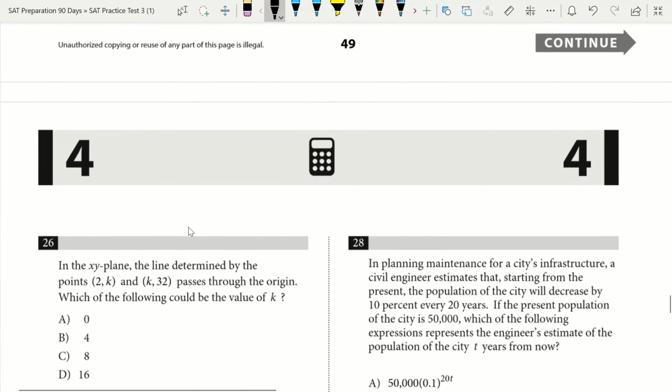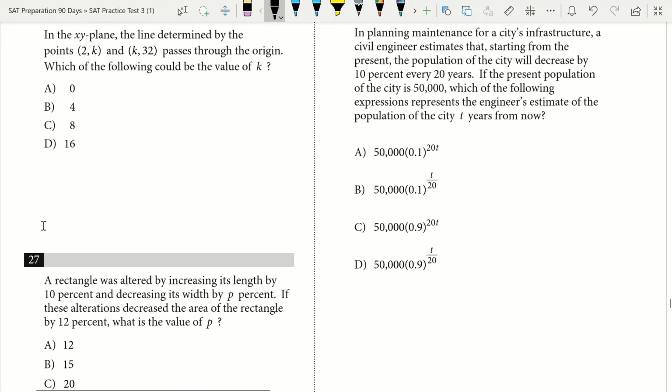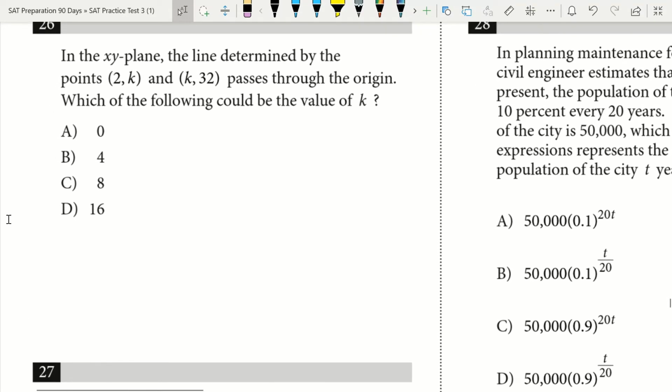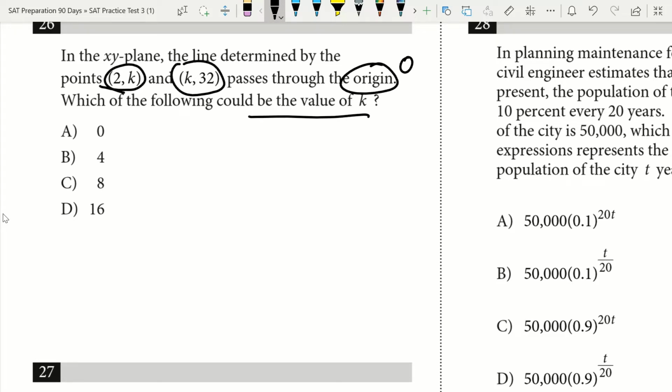Alright, so with that, we go ahead and move on to question 26. So we got in the xy plane, the line determined by the points (2, k) and (k, 32) passes through the origin. Which of the following could be the value of k? Alright, what I immediately look at when I have a pair of points like this, and I'm told that it passes through the origin, if you don't know, the origin is (0, 0). Okay, so you're going to want to put that in your notes if you don't know it, the origin is (0, 0), is I'm going to look to find my slope.